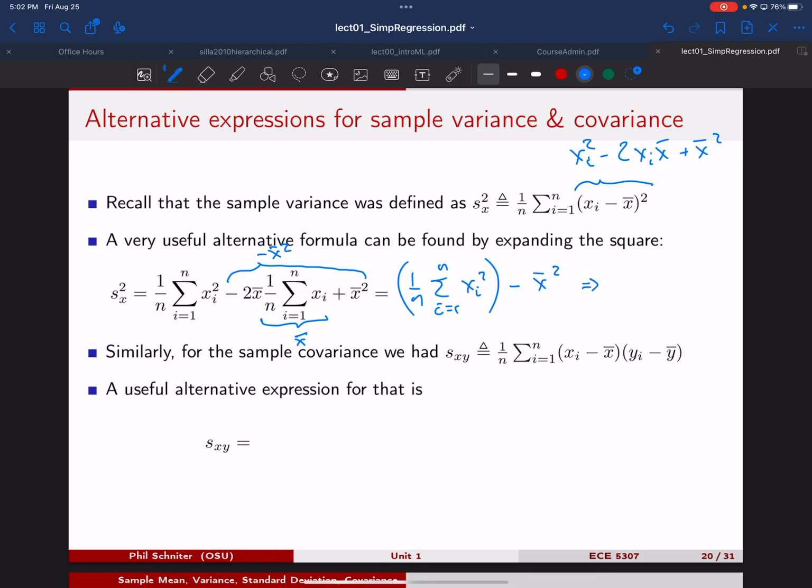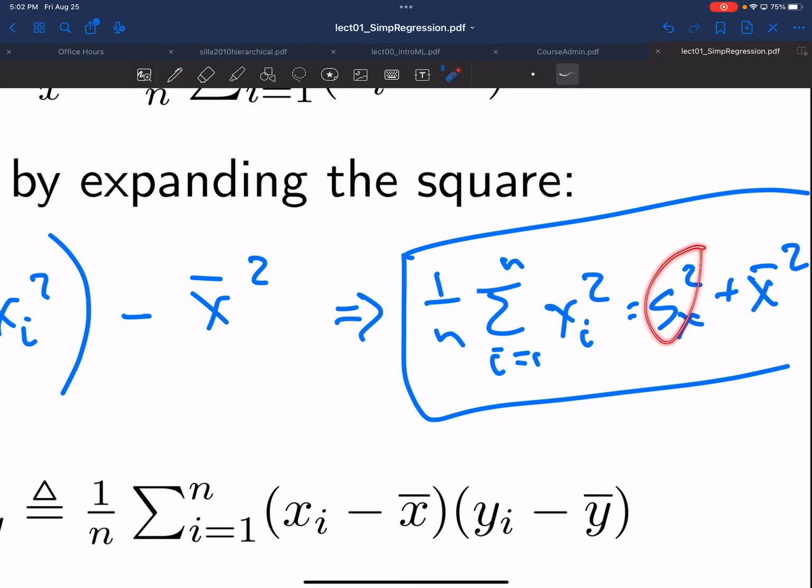And the implication of this is that if you see a sum that looks like this, and this type of sum actually appears a lot, or let's say the average of xi squared, you know that this is the variance plus the mean squared. Okay. So it's the variance plus the mean squared. That is what the average value of xi squared is. It's important to have both terms there.